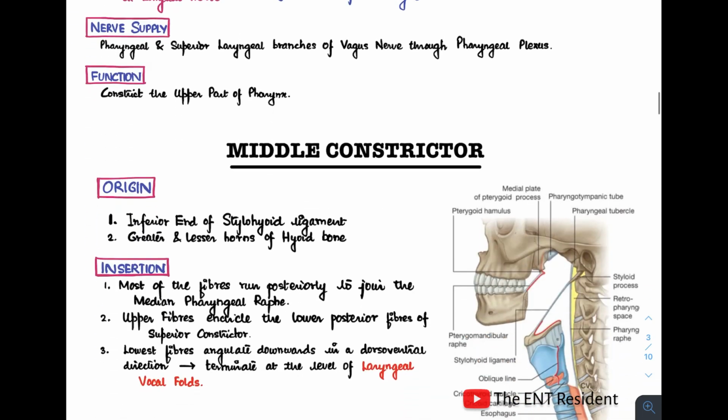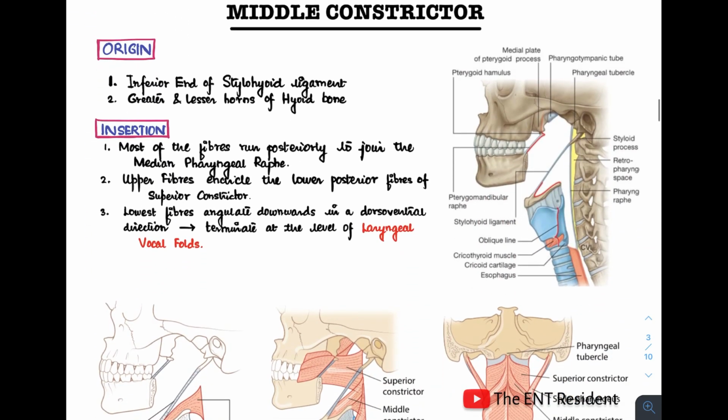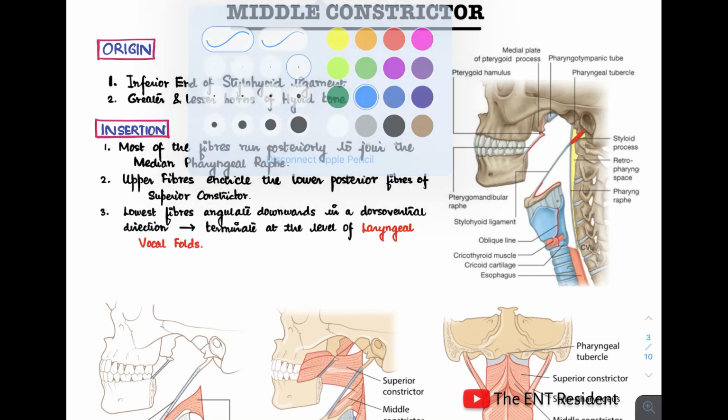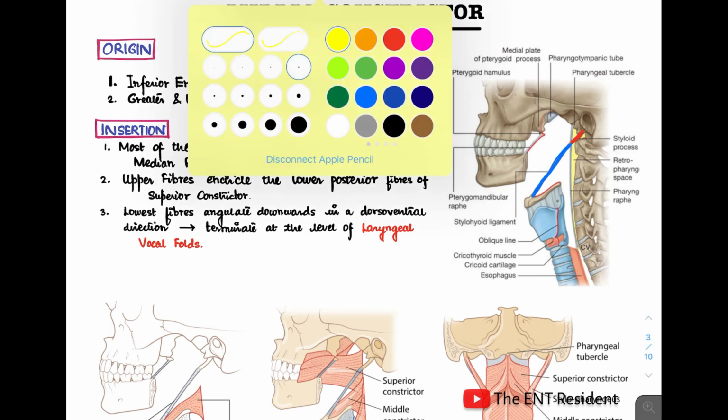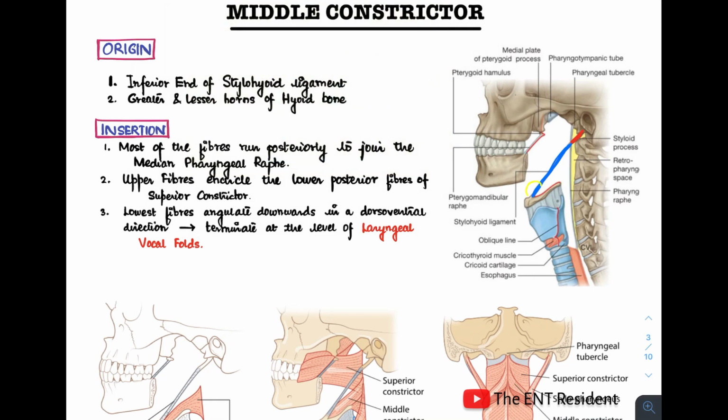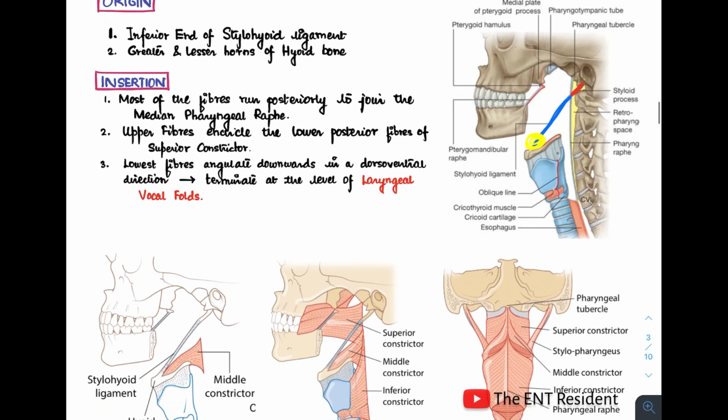Next, we head over to the middle constrictor. The middle constrictor originates from the inferior end of the stylohyoid ligament. As you can see here, this is the styloid process over here. This is the stylohyoid ligament. So it originates basically from the inferior most end of the stylohyoid ligament and also the greater and the lesser horns of the hyoid bone.